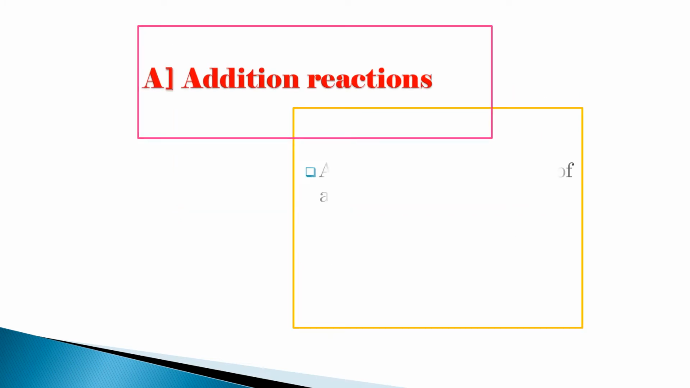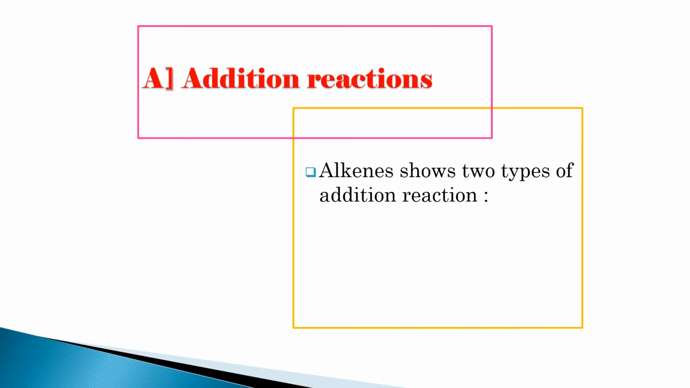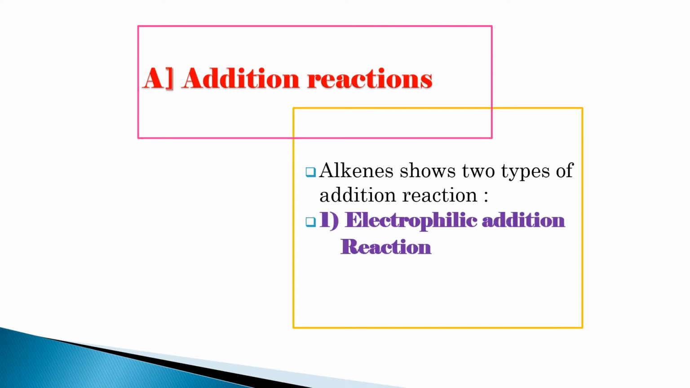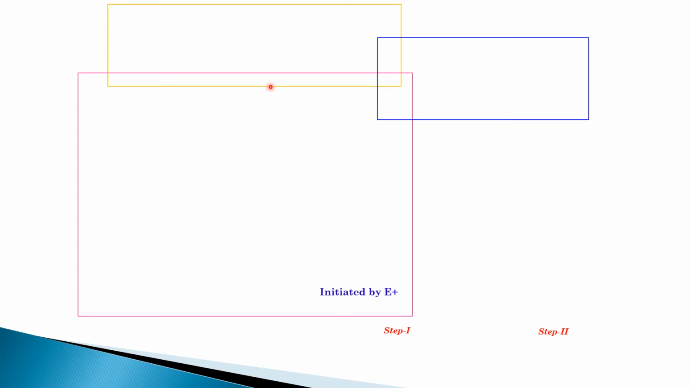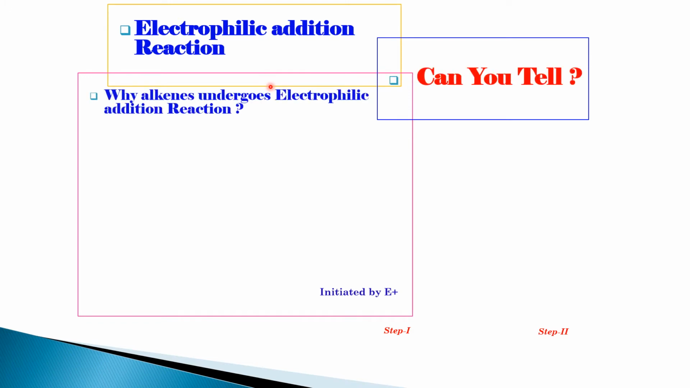Then addition reactions. Alkene shows two types of addition reaction. First one is the electrophilic addition reaction and second one is the free radical addition reaction. Then next point is the electrophilic addition reaction. Can you tell why alkenes undergo electrophilic addition reaction?